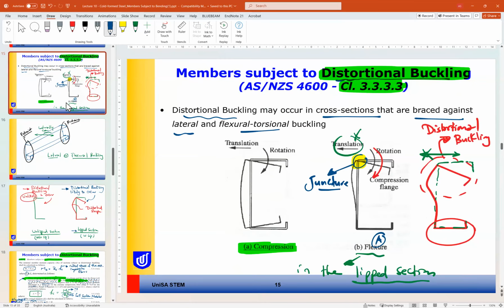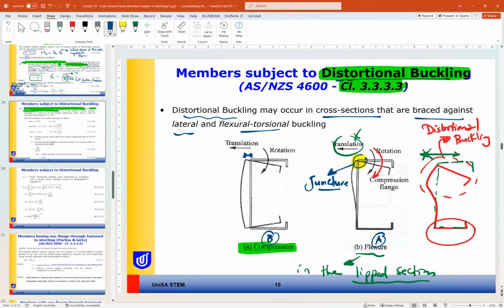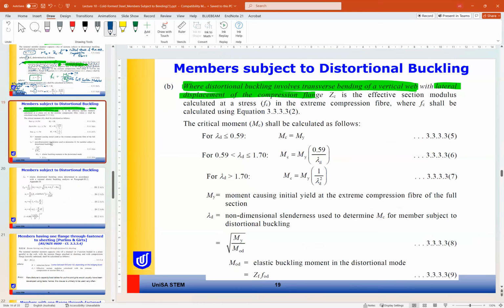So as you can see, we have a little bit of translation here, so this can be case B. So based on the case you are calculating, you can find the values of MC and ZC as follows. So ZC in this case is the effective section modulus, not the full section modulus. So here ZC equal to ZE.